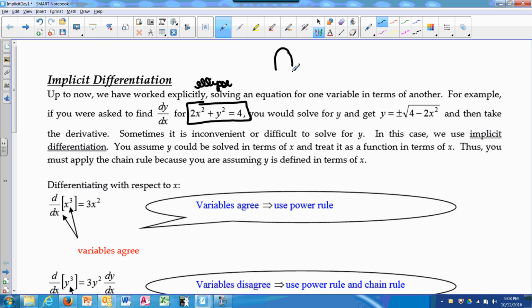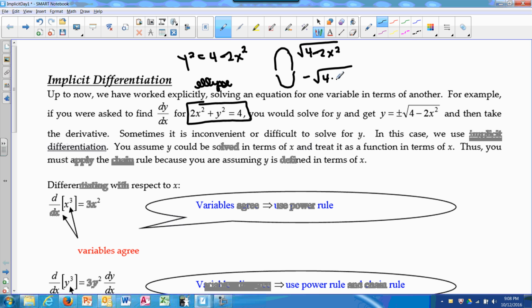and the top part of the ellipse, when we solve y squared equals 4 minus 2x squared, we get the top half is the positive square root of 4 minus 2x squared, and the bottom half of the ellipse is the negative square root of 4 minus 2x squared. We technically have two different functions. Now in this case, we could solve for y equals and then do an explicit derivative, one where y is a function of x, and we would simply have two different functions and two different derivatives.